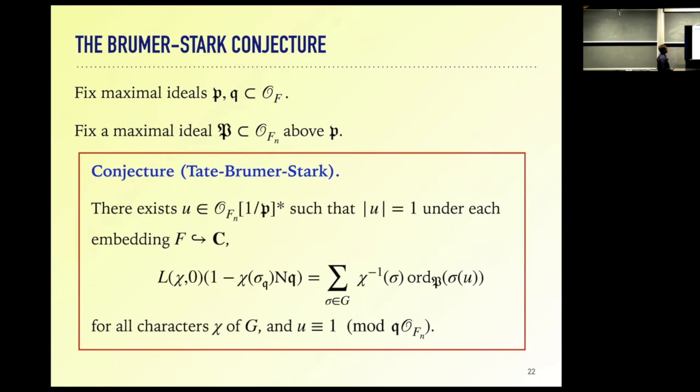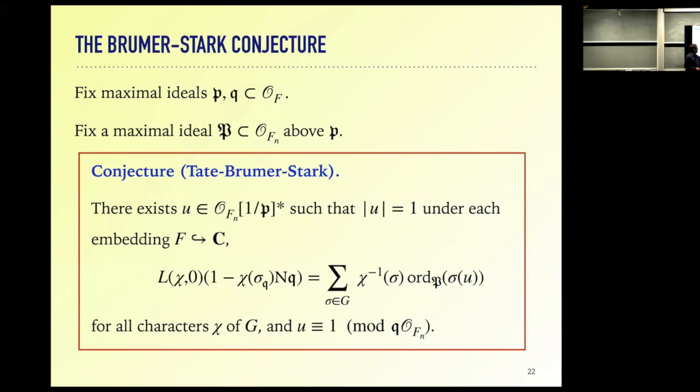And here is the Brumer-Stark conjecture, which again has the same flavor. It's that there exists a unit upstairs. It's no longer a unit anymore, it's a P-unit. That means it could have non-zero valuations at the primes above P. But it has absolute value 1 under each complex embedding of F, and it satisfies a very similar relationship with respect to the L function. So the L function of chi at 0, and there's no derivative anymore. It's just the actual L function.